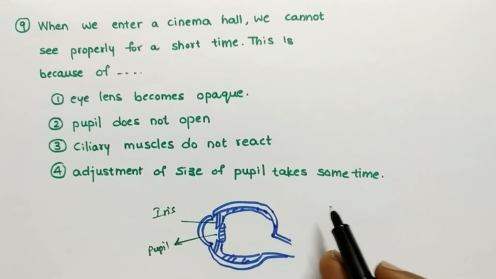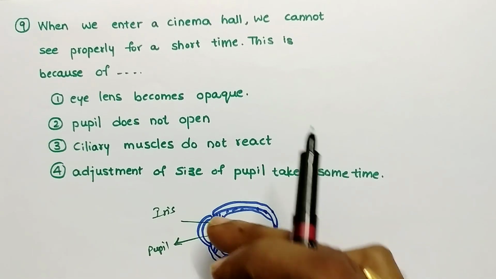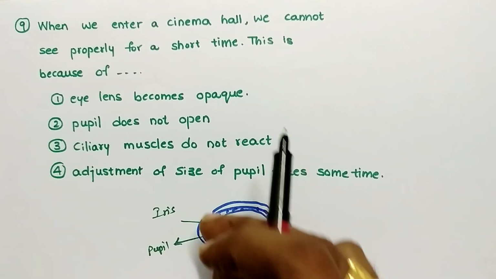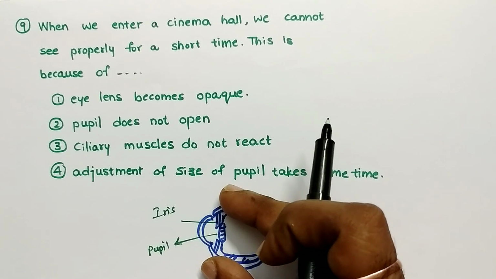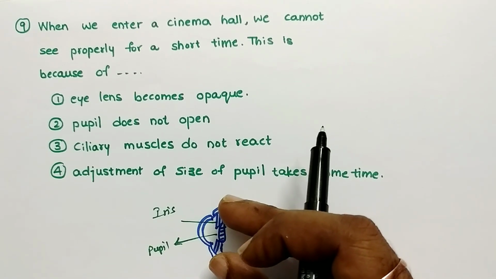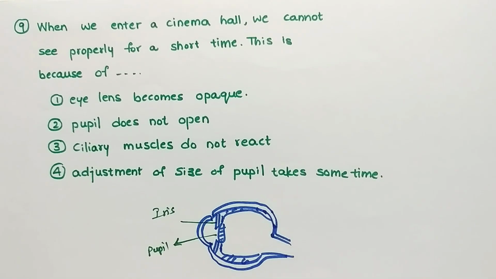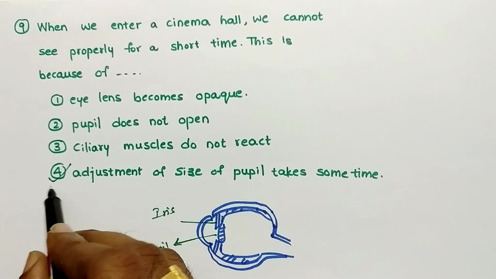When we enter the cinema hall, it is a dark place, so the pupil expands so that more light enters the eye. To expand the pupil, it takes some seconds. During that time we cannot see the objects clearly. So adjustment of the size of the pupil takes some time. This is the correct answer, the fourth option.